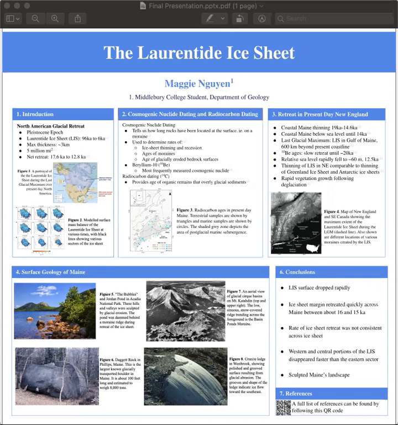For my final presentation, I've decided to look at the Laurentide ice sheet. First, I'll give a general introduction. Next, I'll talk about the different ways that we can determine the ages and behavior of glaciers and rocks. Then I'll explain how the Laurentide ice sheet retreated across Maine and New England. And after that, I'll give some examples of how the Laurentide ice sheet shaped the present day landscape of Maine. Finally, I'll give a brief conclusion.